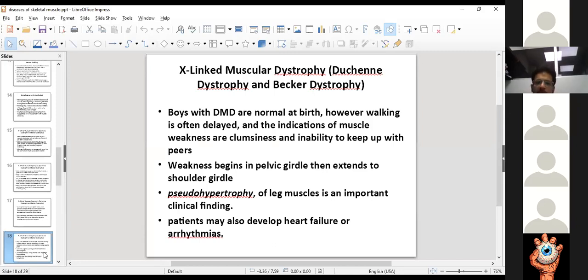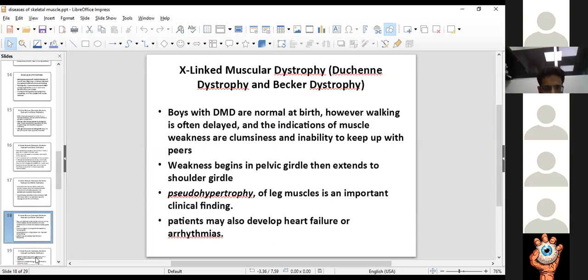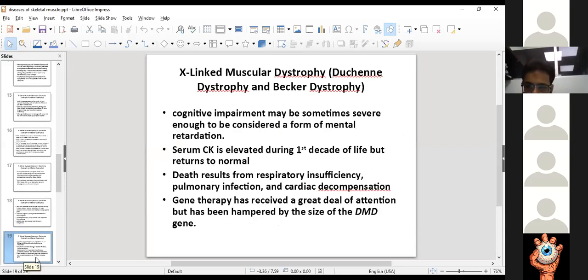Later on in life, patients will present with heart failure or arrhythmias because heart muscles are also involved. It's especially Duchenne's and to some extent Becker's also. There is also some degree of cognitive impairment, and sometimes it is severe enough to qualify as genuine mental retardation.